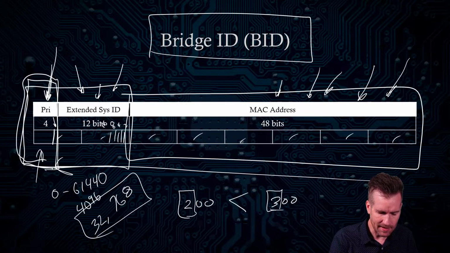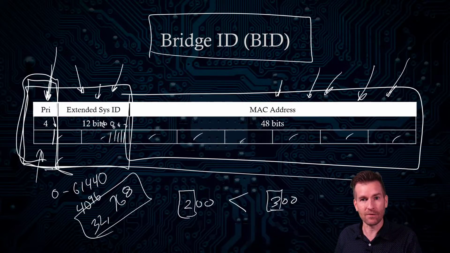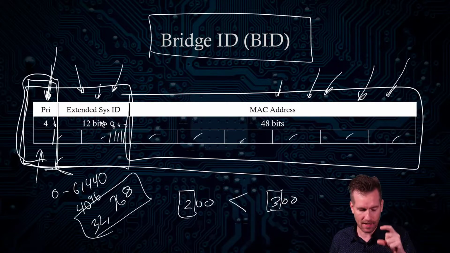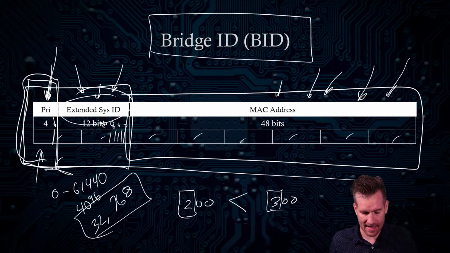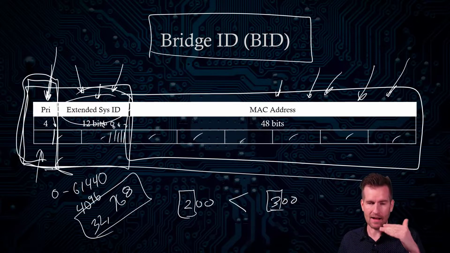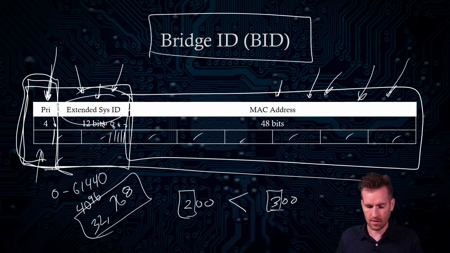Now, let's talk about the system ID really quickly. The system ID is so we can do this per VLAN. If we want to specify a different priority for every single VLAN, which we may want to do to split up some of this traffic, we can actually set the priority by VLAN, and that's where the extended system ID gets set. It identifies each of the VLANs and a separate priority for each one of those VLANs.